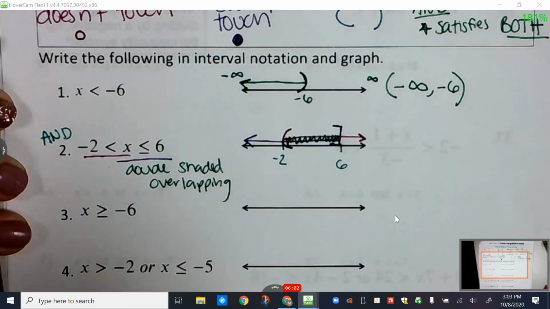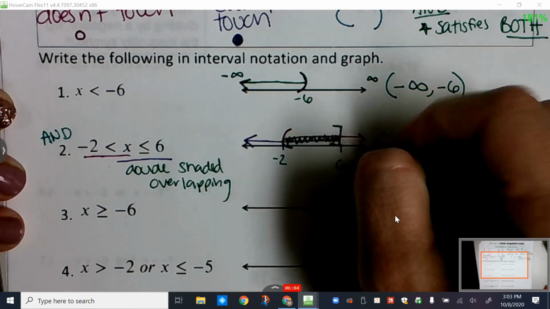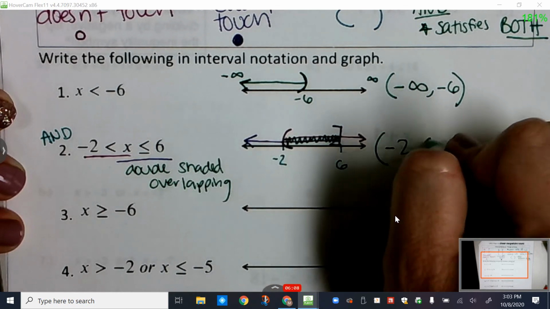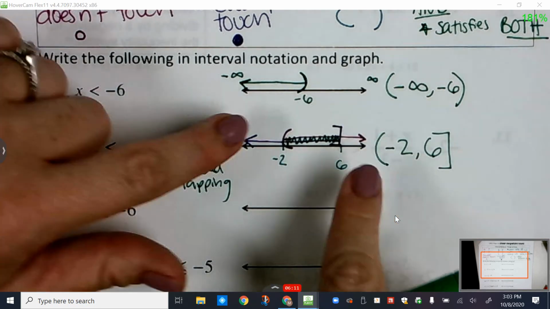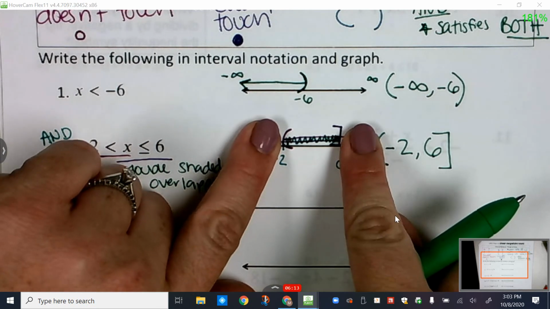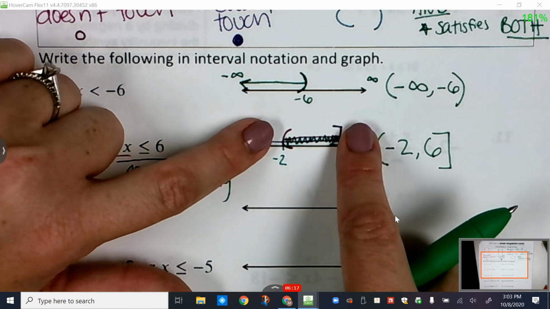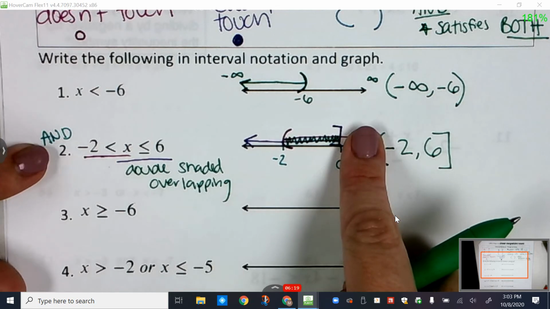So knowing that, we're going to do parentheses -2 to 6. Now, I want you to realize these little extra pieces are not part of your solution because you can't include those because it's not both. Remember, when it's and, it has to be both.